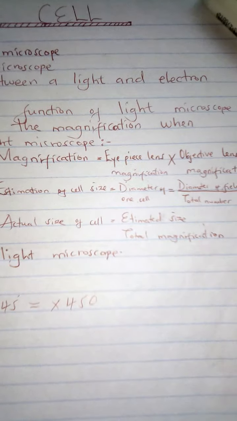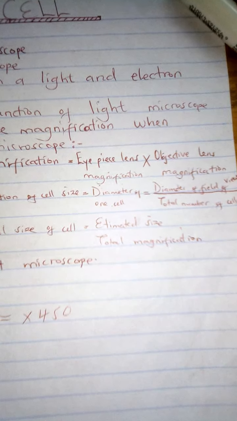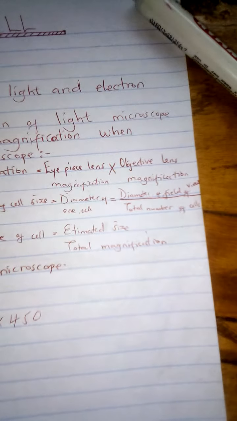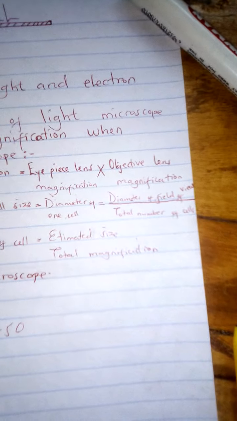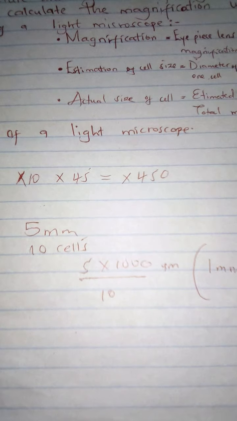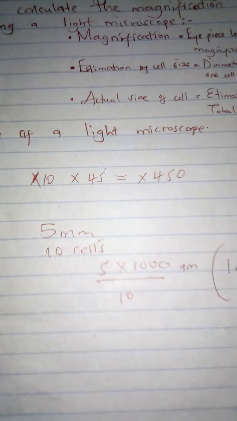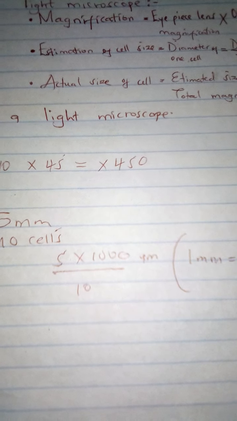If you want to take the estimation of cell size, you should know how to take the diameter of one cell, and that is the diameter of field of view over the total number of cells. For example, if the diameter of field of view is 5 and the number of cells is 10, you should change the diameter of field of view into micrometers by multiplying it by 1000 and divide by 10, then the answer will be 500 micrometers.